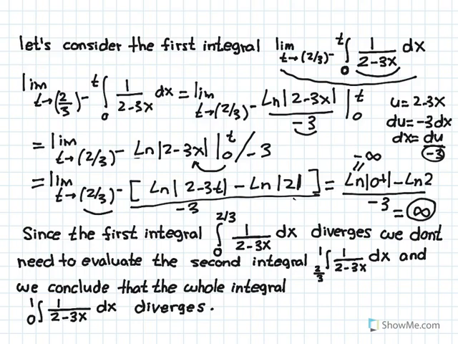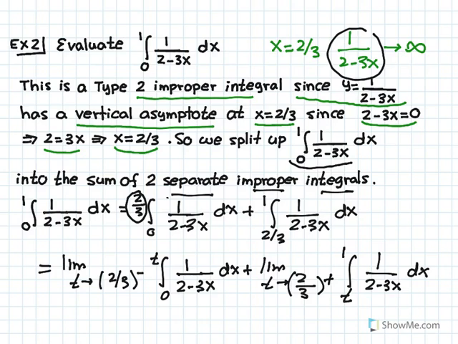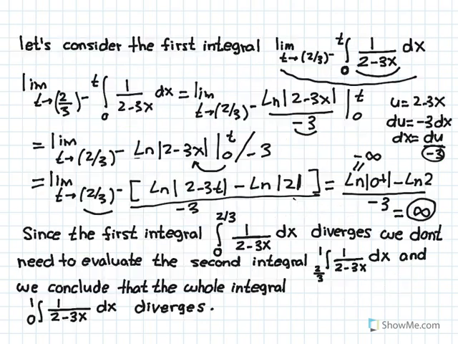Now, we only looked at the first integral. If you go back to the previous page, we had two separate integrals: the integral from 0 to 2/3 of 1 over 2 minus 3x dx, plus the integral from 2/3 to 1 of 1 over 2 minus 3x dx. But this integral diverges. We showed that this is infinity. We don't even need to compute the second integral. If one of them diverges, the whole thing diverges.